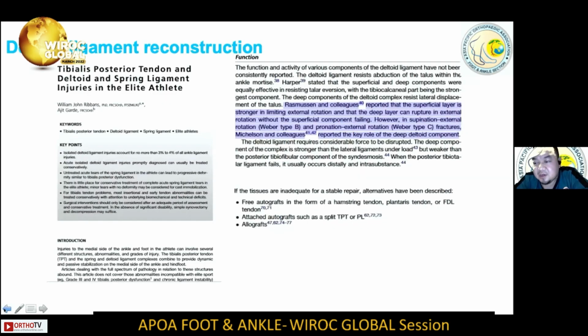From this article about deltoid ligament reconstruction, it shows some techniques for treating ligament rupture, and one of them is to split the tibialis posterior tendon and attach it to the medial malleolus. And the second technique.